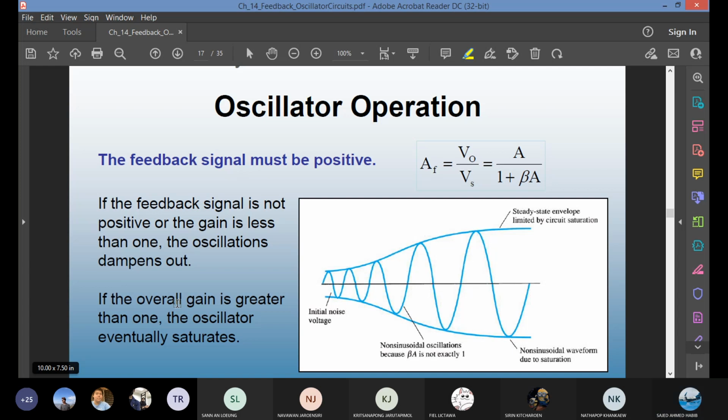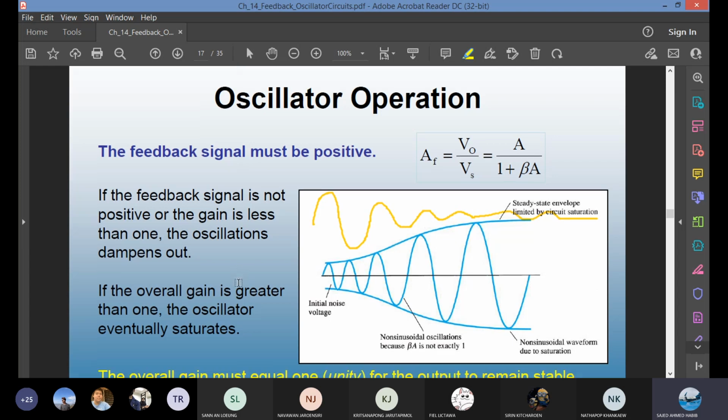What are the troubles? Oscillation can dampen out. If your feedback signal is not positive, oscillation will dampen out. Let me try to draw. You will have this kind of signal, and as you see, it is dampening out, meaning the signal is dying. Finally, it will be dead. This is the meaning of dampening out. When the overall loop gain is less than 1, or the feedback signal is not positive, this is what is going to happen.